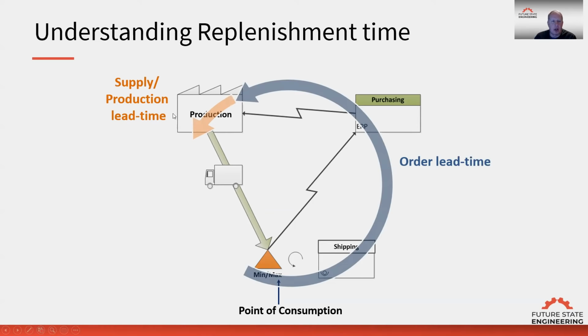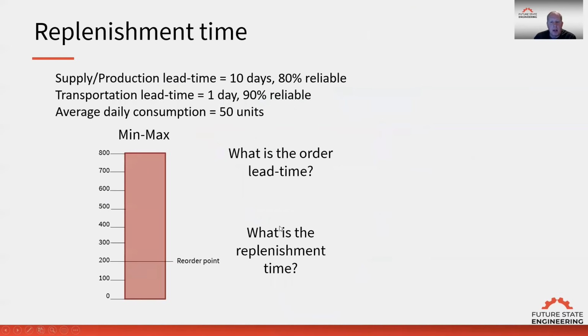So that's the order lead time. And of course, that order goes back to production or our supplier, and the time from when they receive that order until they complete it is the production and supply lead time. The third element is the transportation lead time back to the point of consumption. So the 3 elements are order lead time, the supply and production lead time, and the transportation lead time to complete the cycle.